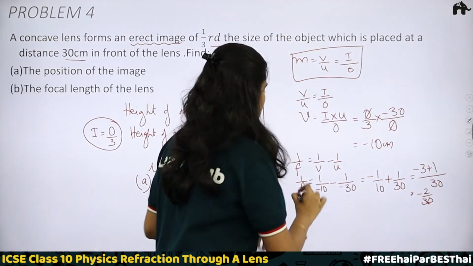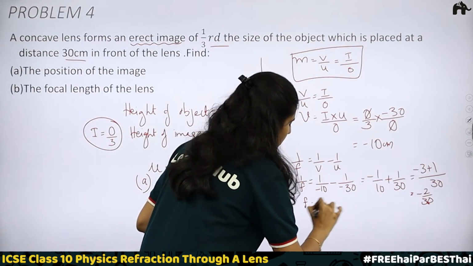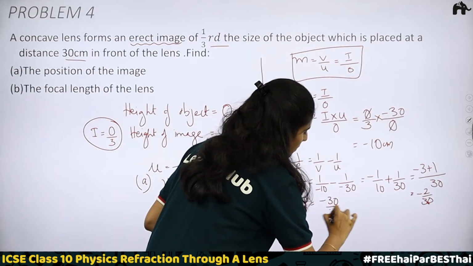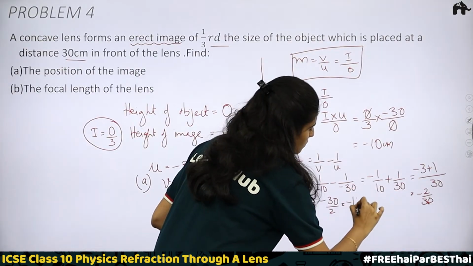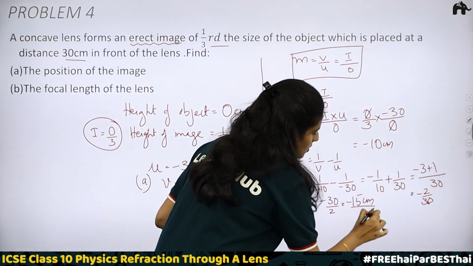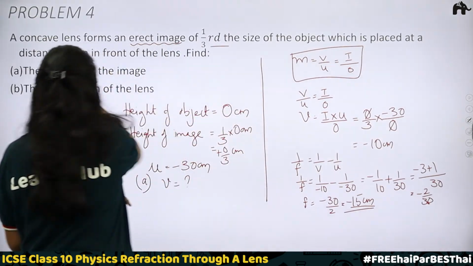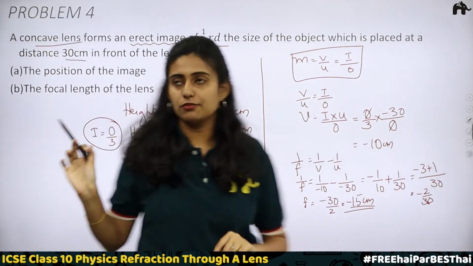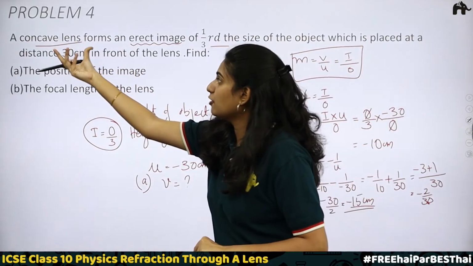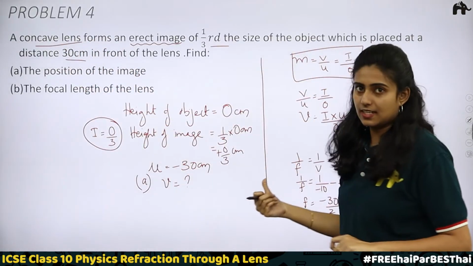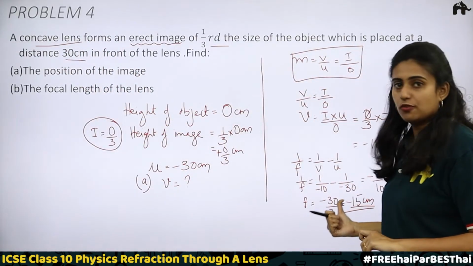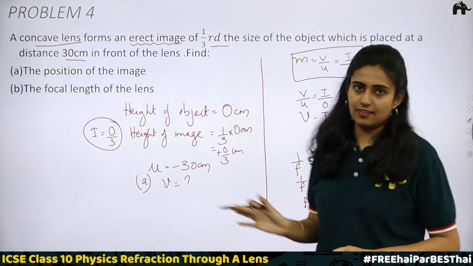Minus 2 by 30. Taking the reciprocal, F will be equal to minus 30 divided by 2, which is minus 15 centimeter. Now check here, we are getting the focal length to be negative, given that the lens used is a concave lens. So it is confirmed that for a concave lens, we know focal length is negative. Once you get a negative value for focal length, you can confirm that it is a concave lens.